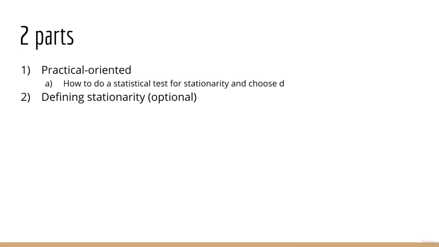So this lecture will be split up into two parts. The first part will be a more beginner and practical-oriented discussion. We're going to look at how to determine whether or not a time series is stationary in code. This involves doing a statistical test and checking the p-value. The second part will be more advanced and it will discuss stationarity in a more exact manner. The second part is optional, so feel free to skip it if you want to jump straight to the code or if you do not like math.